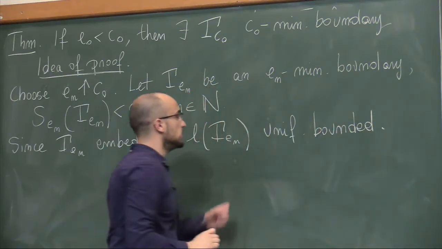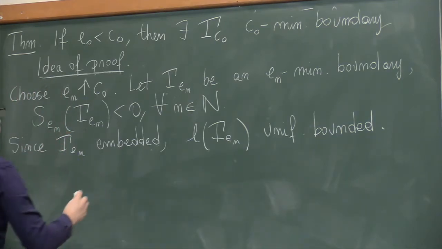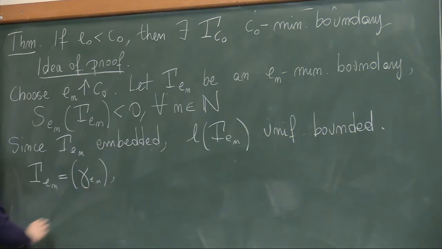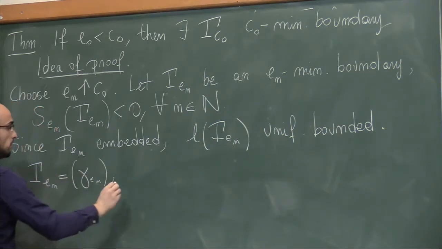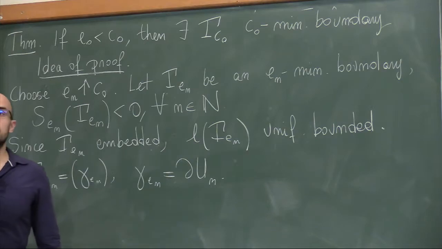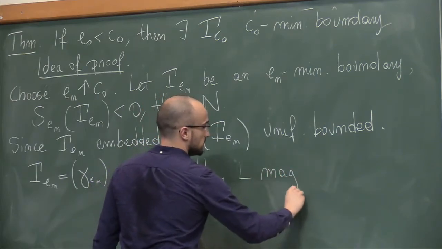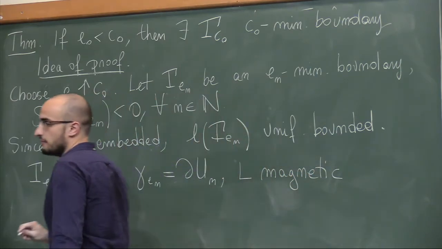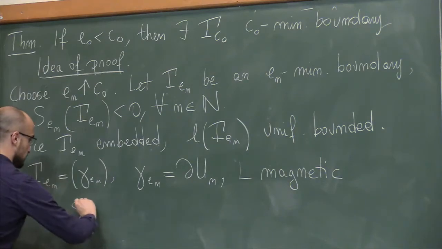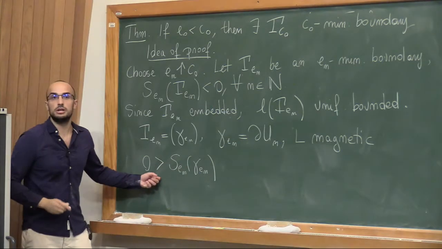Okay, I will try to convince you that this is true, that the length is uniformly bounded. So let me assume for simplicity that gamma En consists of a unique curve. So gamma En is a unique curve, small gamma En. And of course, since it's a topological boundary, it has to be the boundary of some open set, Un. And let me also assume that the Lagrangian is magnetic. Otherwise, there are small modifications in the argument, but everything works fine as well. So let's compute the action of gamma En. Let me remind that this is negative because it's a minimal boundary.